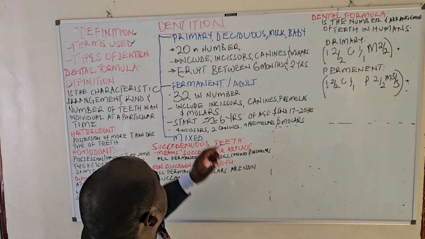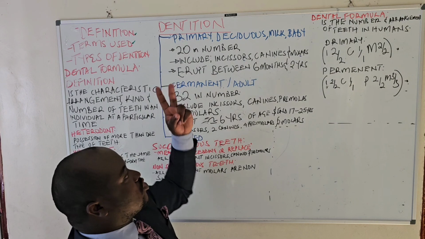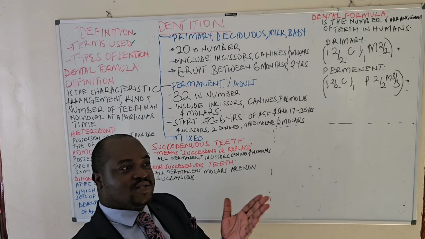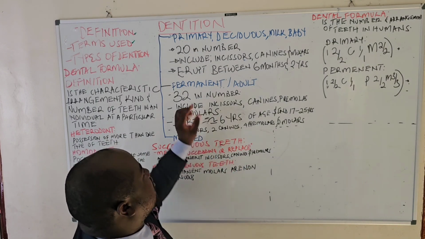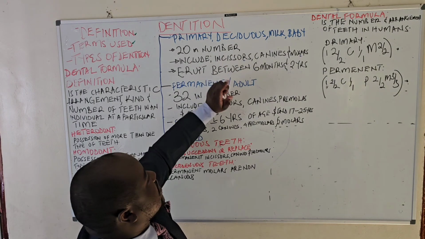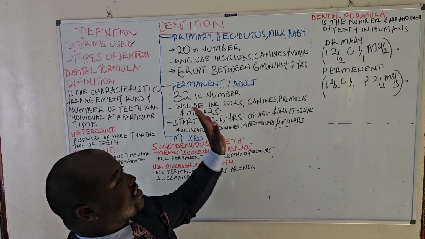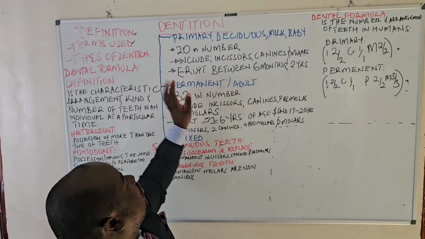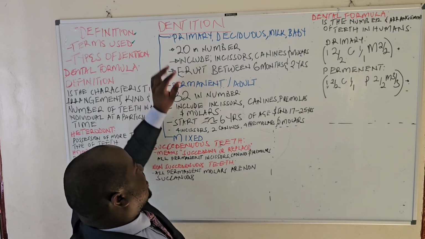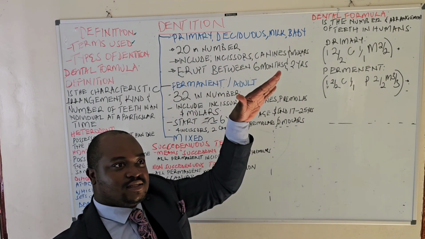Kindly note what we mean. If we talk about one part of the jaw, it means that in each quarter of the mouth we shall have 2 incisors, 1 canine, and 2 molars. Those are 5, and 5 times 4 gives 20. In other words, they are 20 in number: 10 in the upper jaw and 10 in the lower jaw.